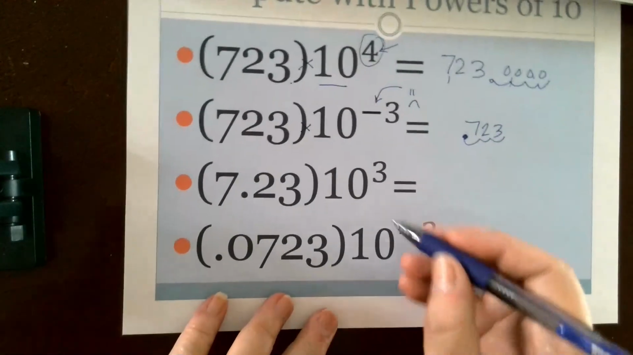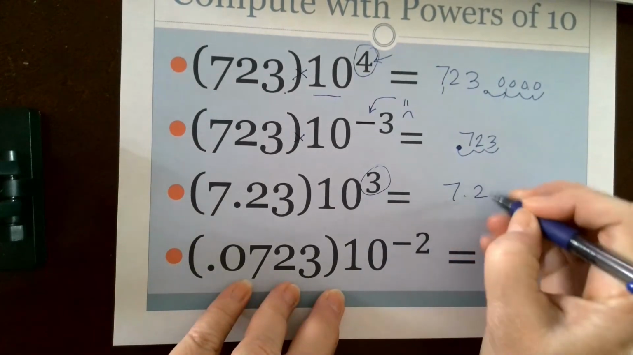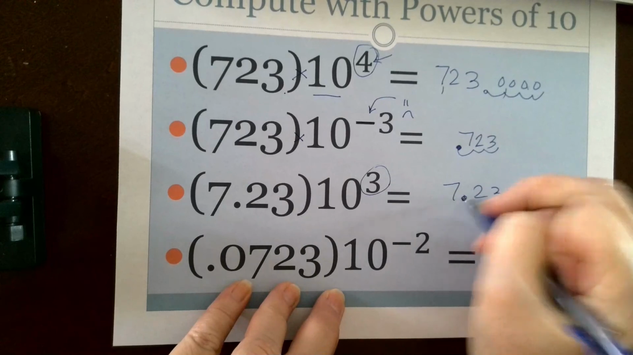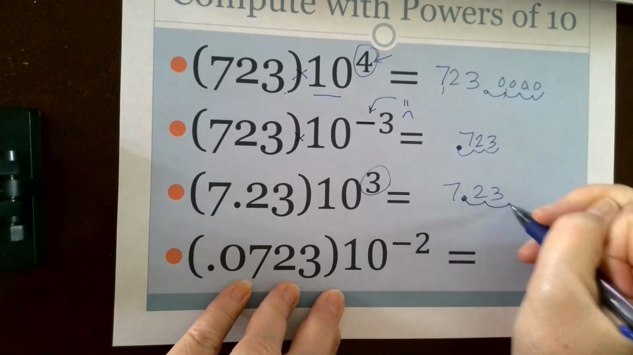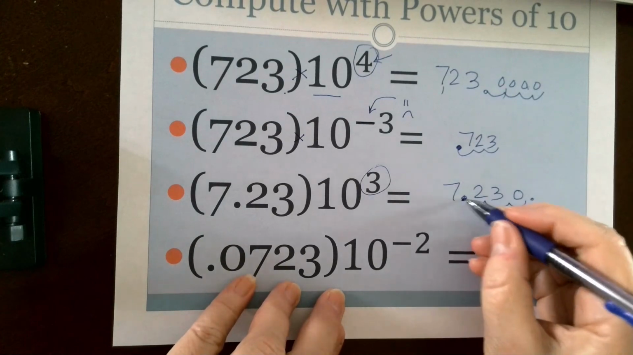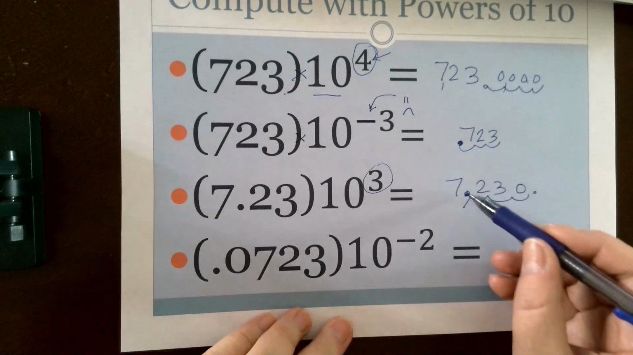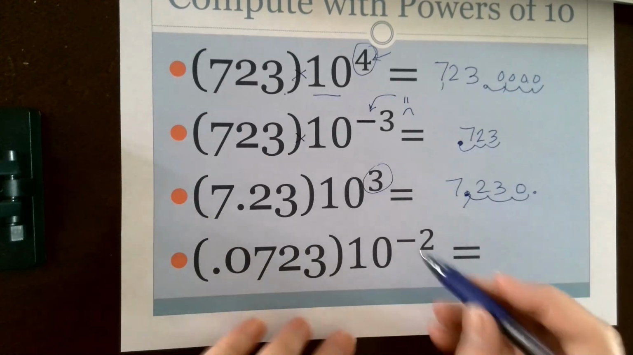The next one is a positive exponent. I'm going to move the decimal 3 times from wherever it is. 1, 2, 3 times. If there's no digit, I'll fill in a 0. So this becomes 7,230 because the decimal moved to the end.